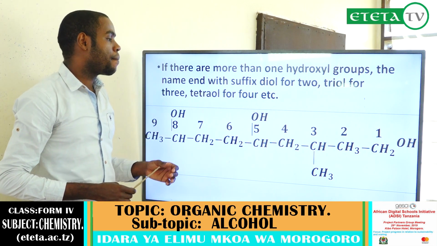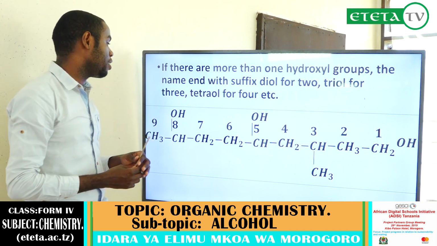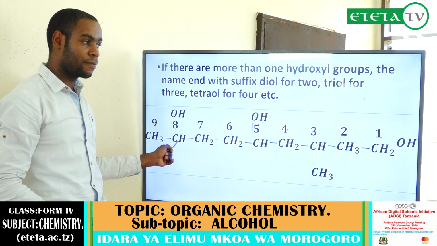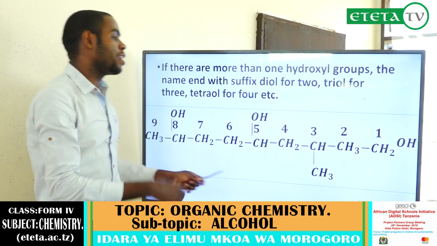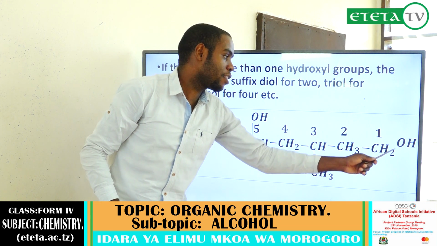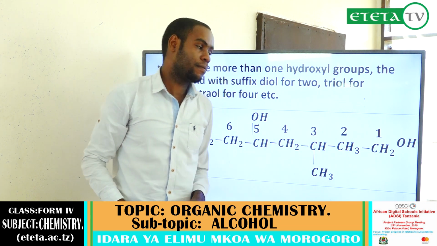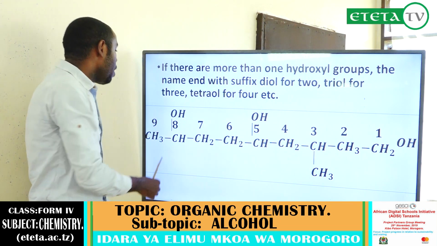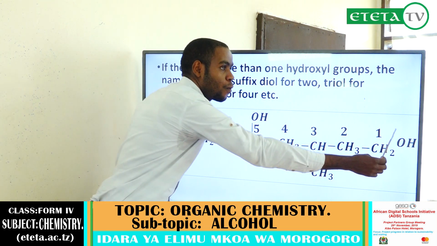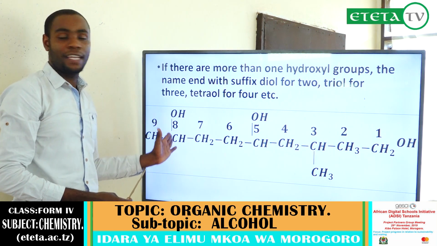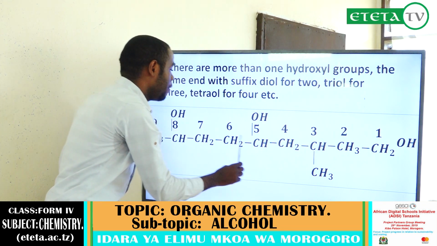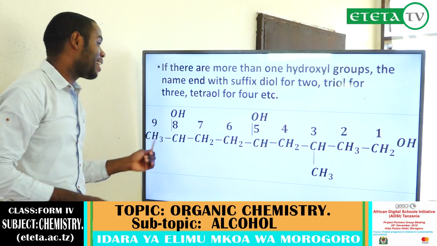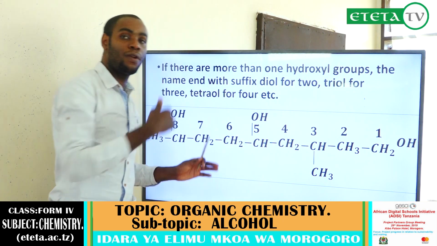Now, the second step is to number, and numbering starts from the end nearest the OH group. If you start from left to right, the first OH is on the second carbon. But if you start from right to left, the first OH is on the first carbon. Because 1 is smaller than 2, the numbering will start from right to left, and it will be 1, 2, 3, 4, 5, 6, 7, 8, 9. This is the parent chain, numbered from right to left.